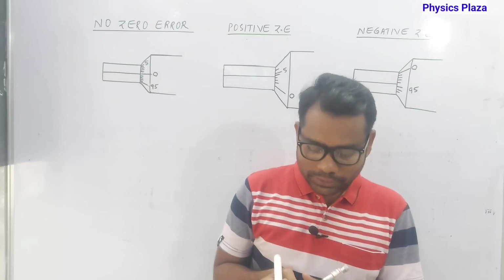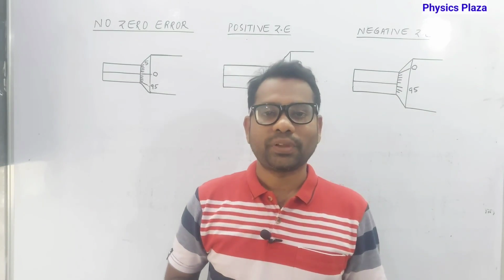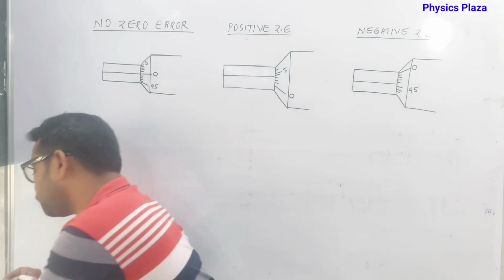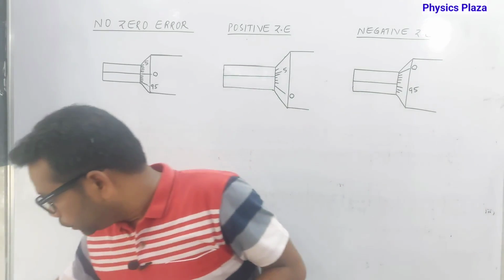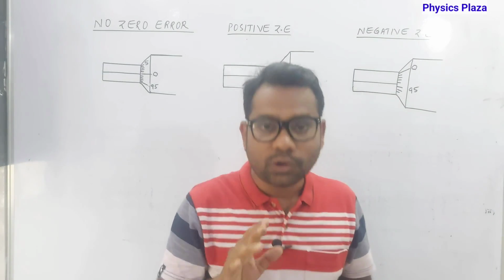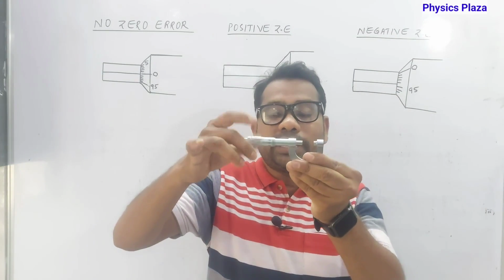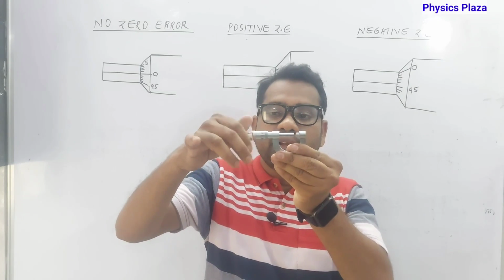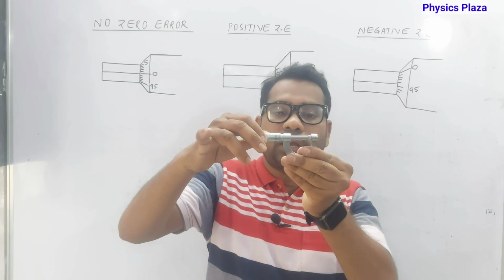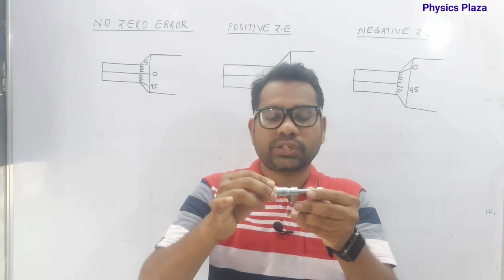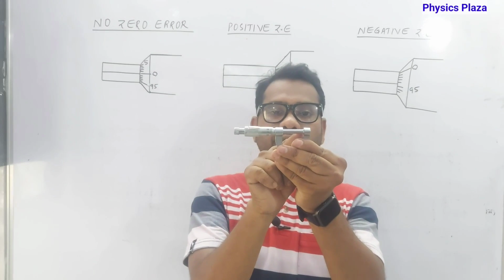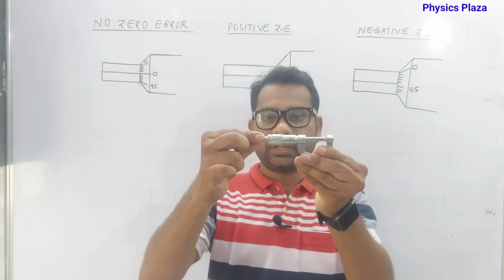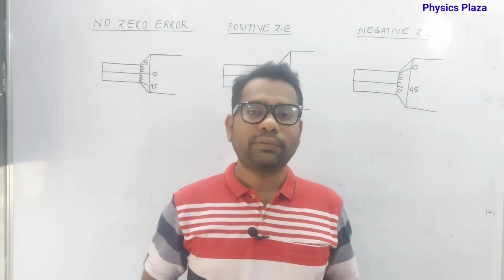So children, now let us see how to check whether zero error is there or not, and if some zero error is there, how to identify whether it is a positive zero error or a negative zero error. To check whether a given screw gauge has zero error or not, rotate this thimble in a clockwise direction so that the screw is advancing forward. As you go on doing it, after some time both will come in contact. Once both are in contact, there is a ratchet; just rotate it once, so that you can hear a click sound.